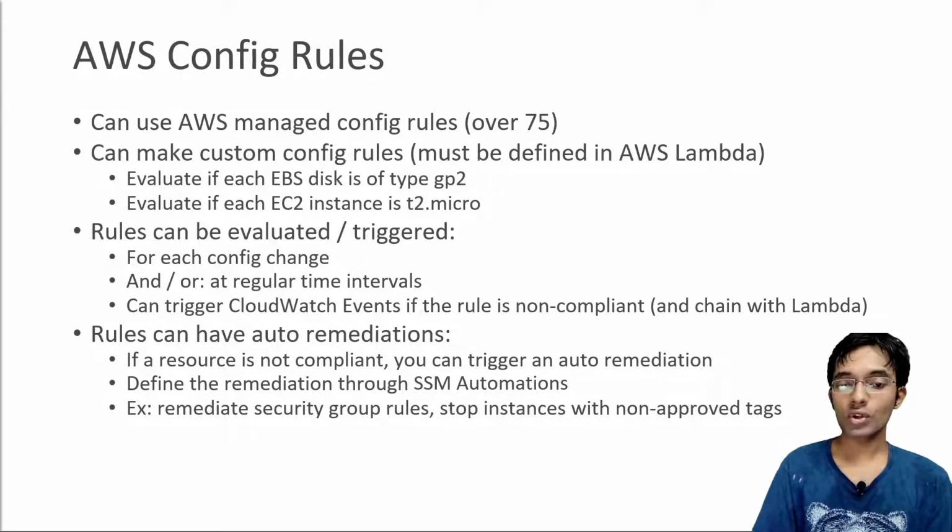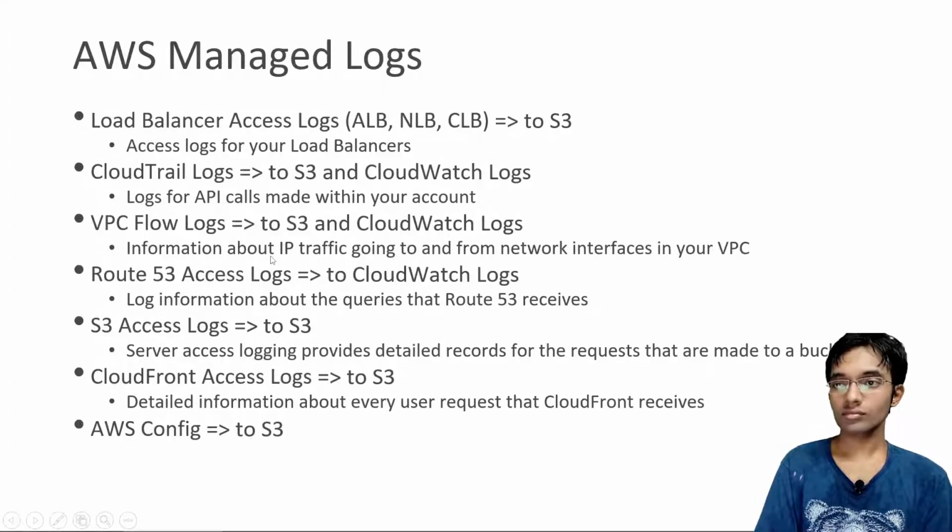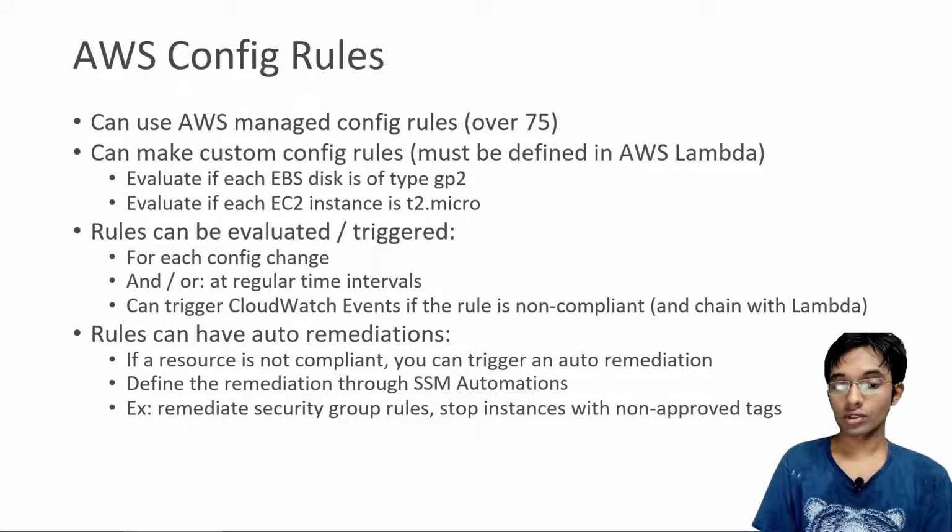So you'll want to remove the rules that are non-compliant. Or for example, if instances must be started with some specific tag, and the tag is not found, then automatically stop these instances using an auto remediation. All right, that's all you need to know for AWS Config at a high level, and this is all that we need for the exam.